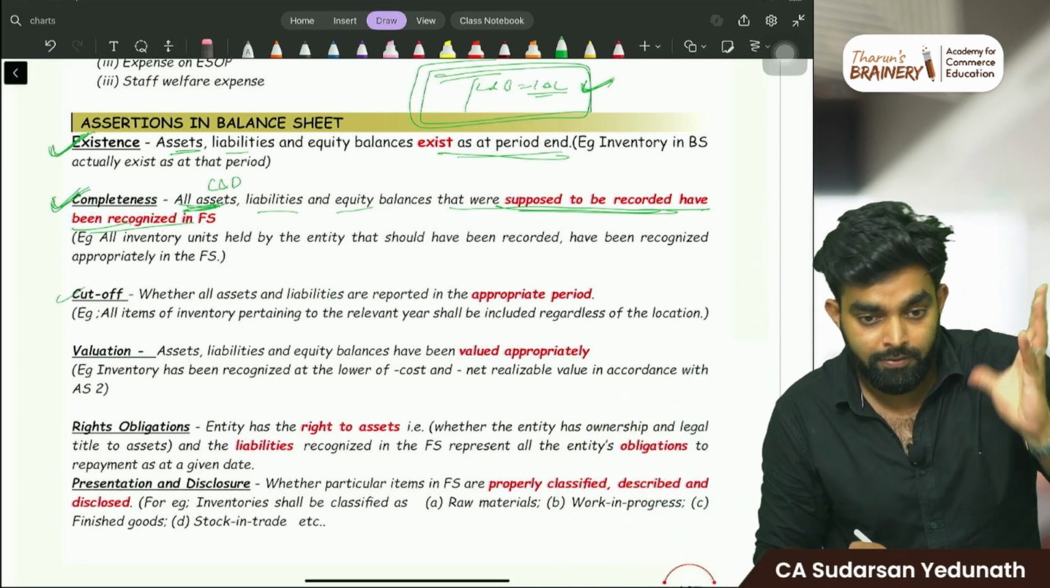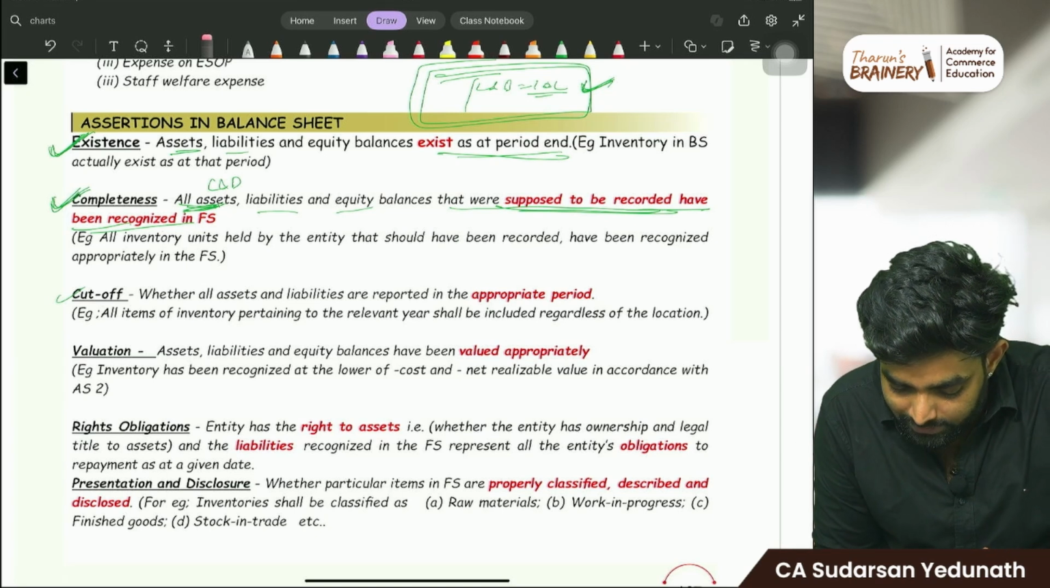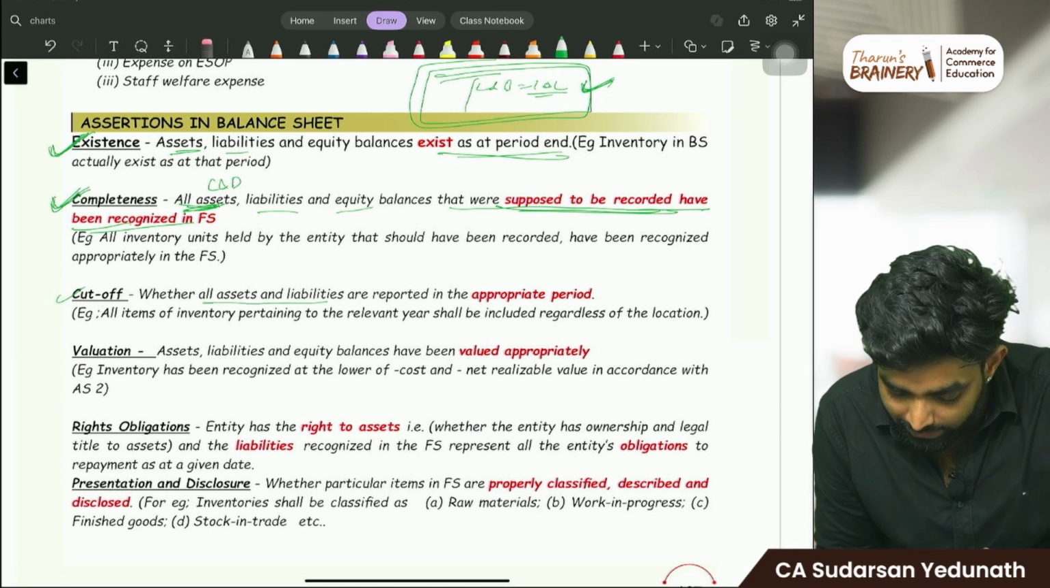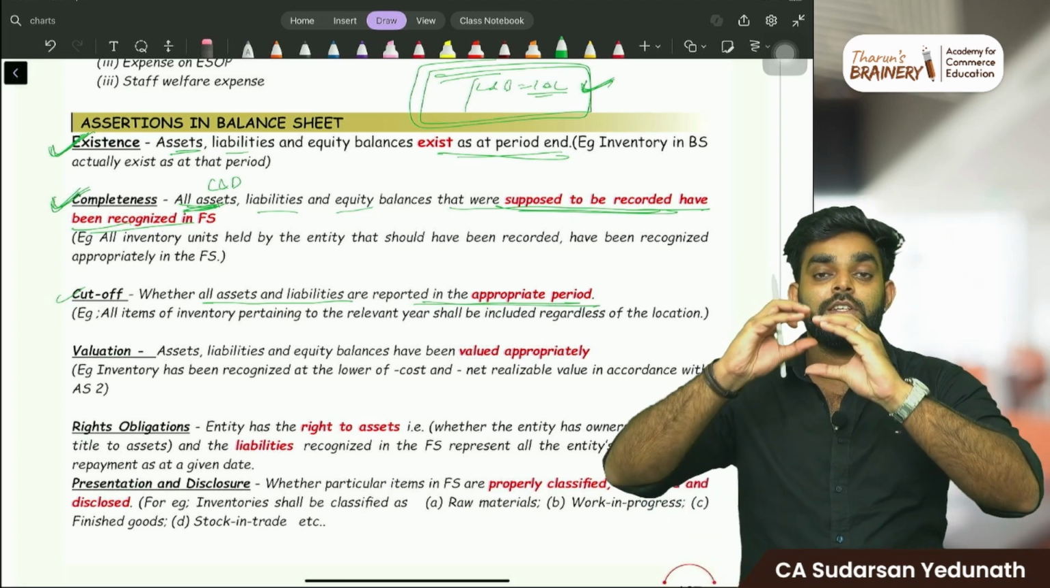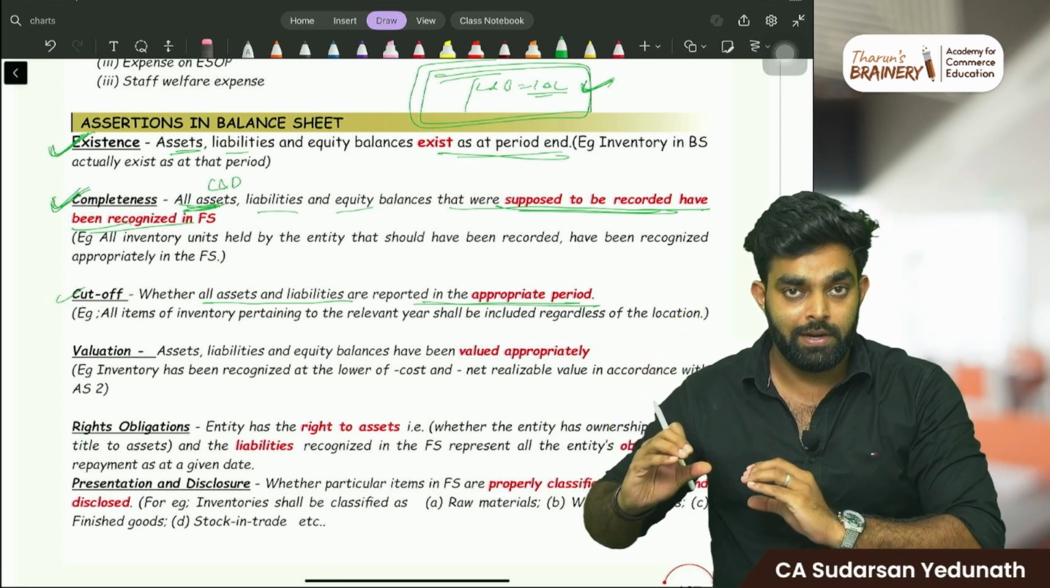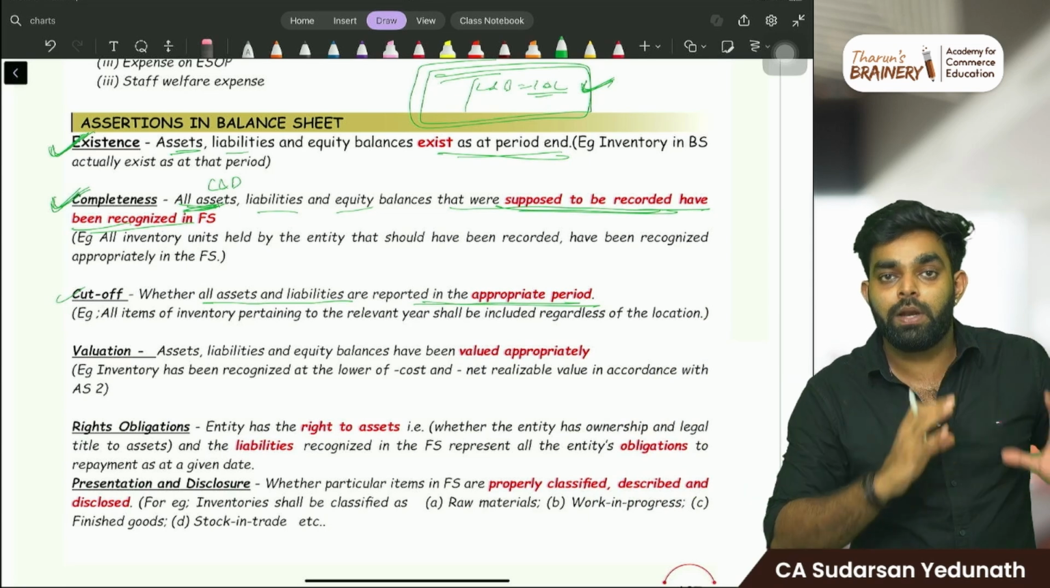Then cutoff. Cutoff means all the assets and liabilities are reported in the appropriate period. Whatever balance is shown as land and building or assets or liabilities, that balance is of the appropriate period.